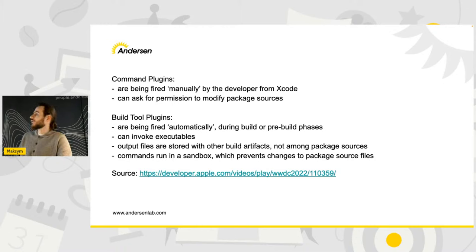So as you can see, a bit of characteristic here: they are fired automatically during the build or pre-build phases. They can invoke executables, output files of those command line plugins. They are stored with other build artifacts, not among package sources, and they run in a sandbox, which prevents any changes to source files. So with that build tool plugin, all of that is actually executed inside of the sandbox, which is defined by a specific shell script inside of the package sources. You won't be able to make any changes to the package itself. You will be able to save files or do any kind of file generation only into a temporary folder or some kind of build folders, which are actually designed partially for that.